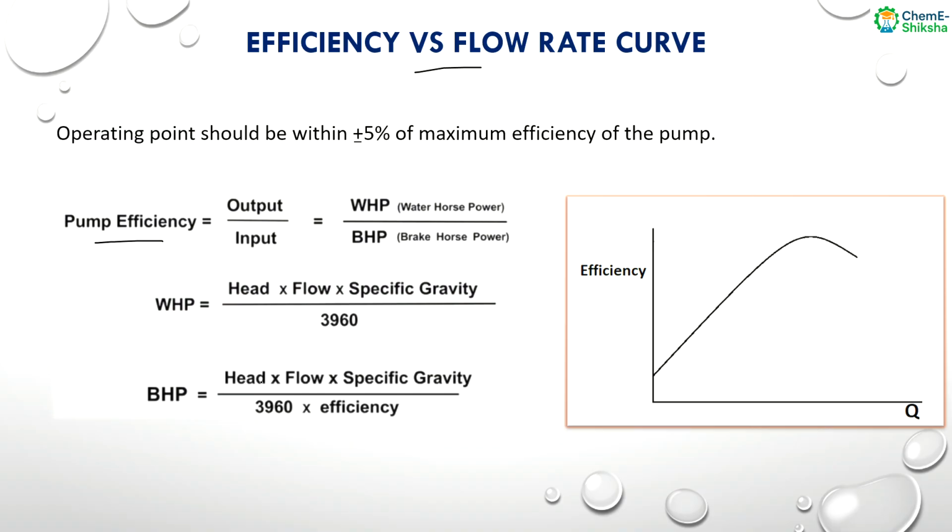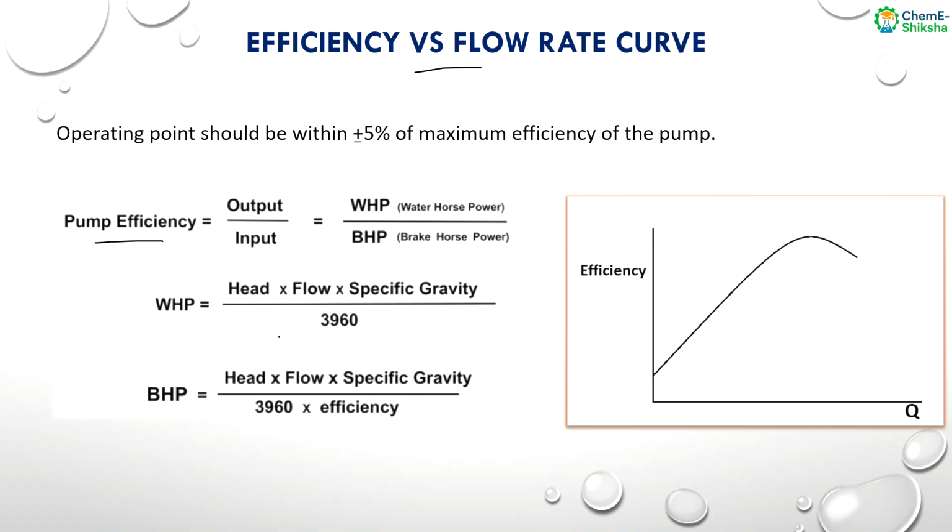Or you can write it as the water horsepower divided by eta, the efficiency. So I am again repeating, the pump efficiency is water horsepower by brake horsepower. Water horsepower is the power gained by the fluid being pumped by the pump, and the brake horsepower is how much power you are giving to the fluid through the pump.